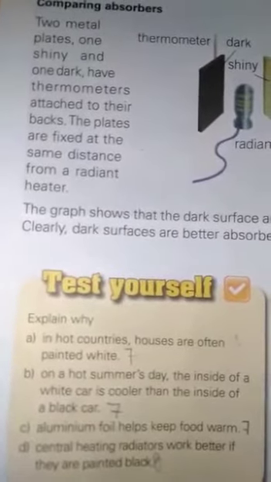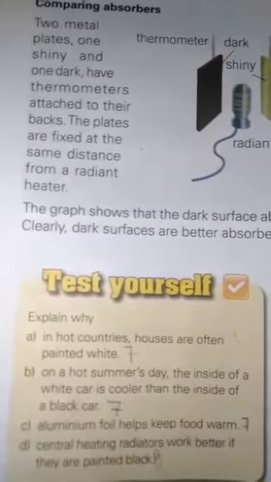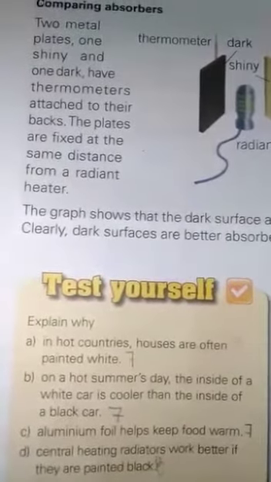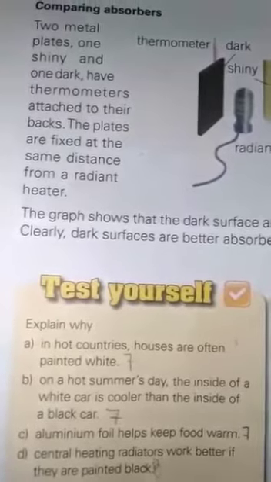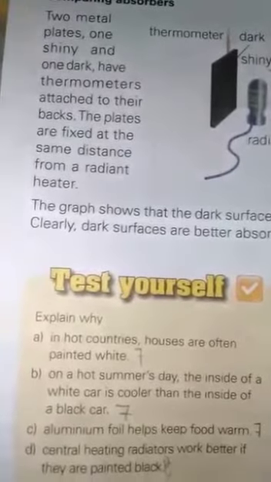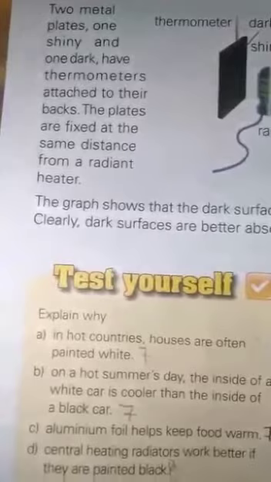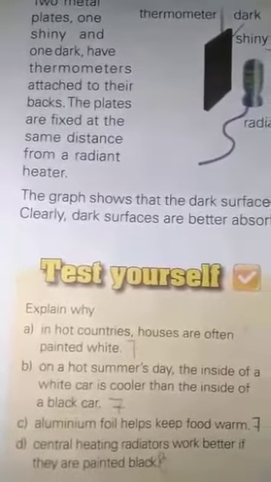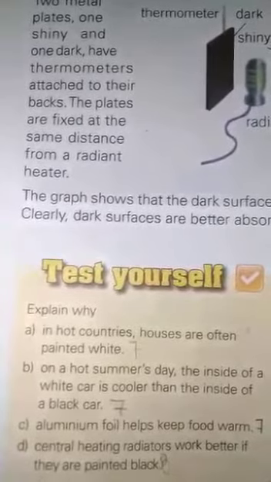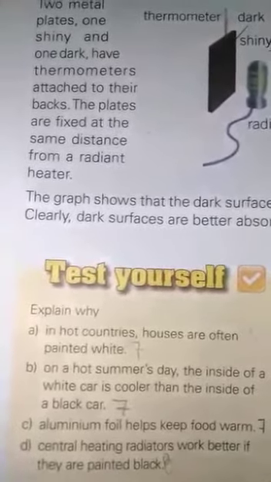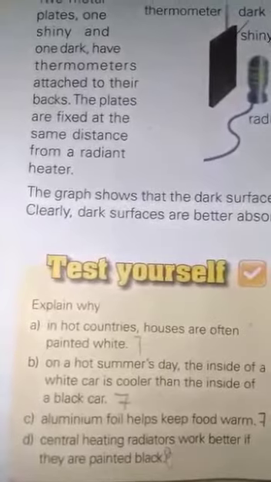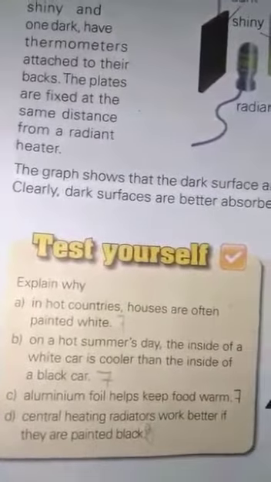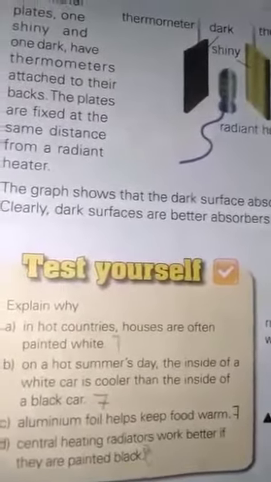D, central heating radiators work better if they are painted black. Beta, we have known that a black or dark surface is a better emitter and absorber of thermal radiation than a shiny one. That's why central heating radiators work better if they are painted black. The answer may also include this example.